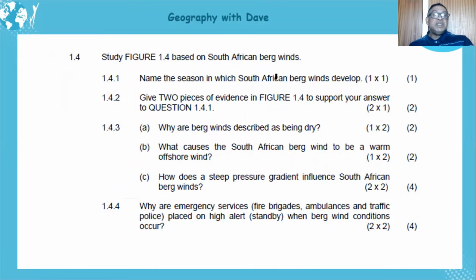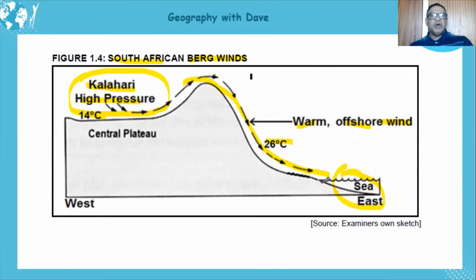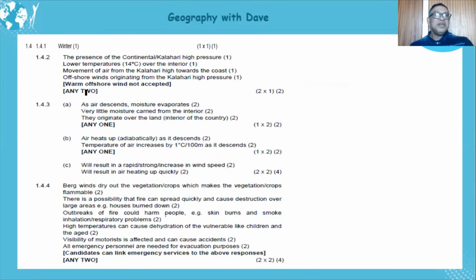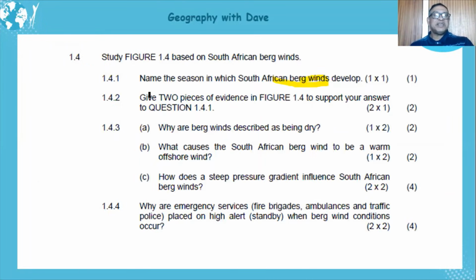Which season do South African Berg winds develop? Now, I know most of you just know it's winter, but you can also work it out. If you forgot, a well-developed Kalahari high happens in winter. Can you see it? So you work it out. So obviously it's winter. Let's look at the next question.